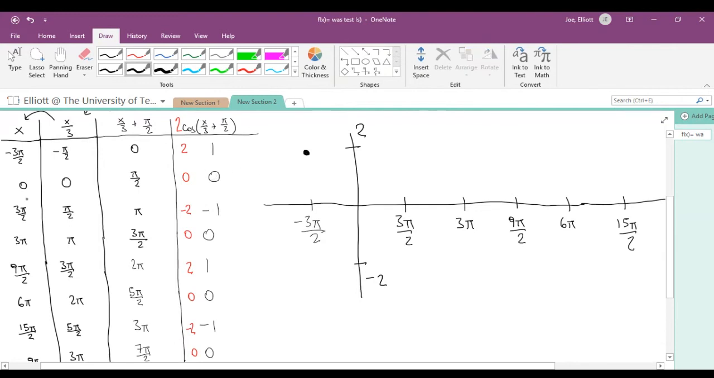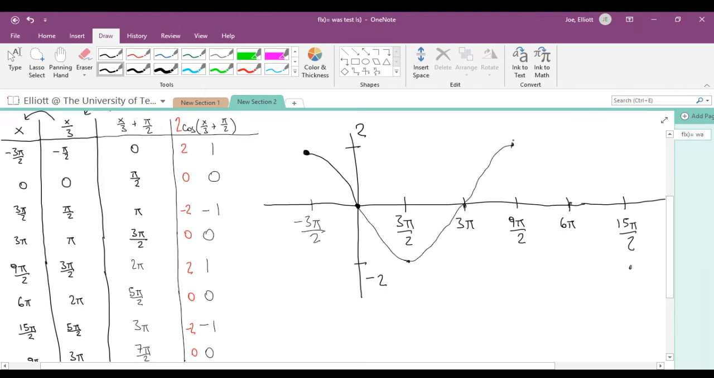Okay, now when x is 0, the function should be 0 as well. So I'm going to go down to the origin next. And then when x is 3 pi over 2, we hit negative 2. So then I'm going to continue going down to there. All right, and then it's just going to kind of continue like this, because we know that sine has this kind of shape like that.